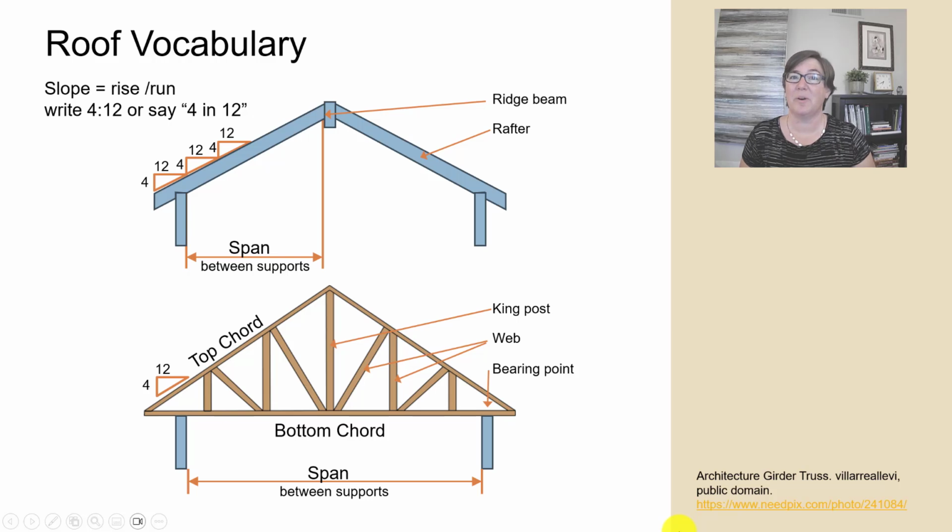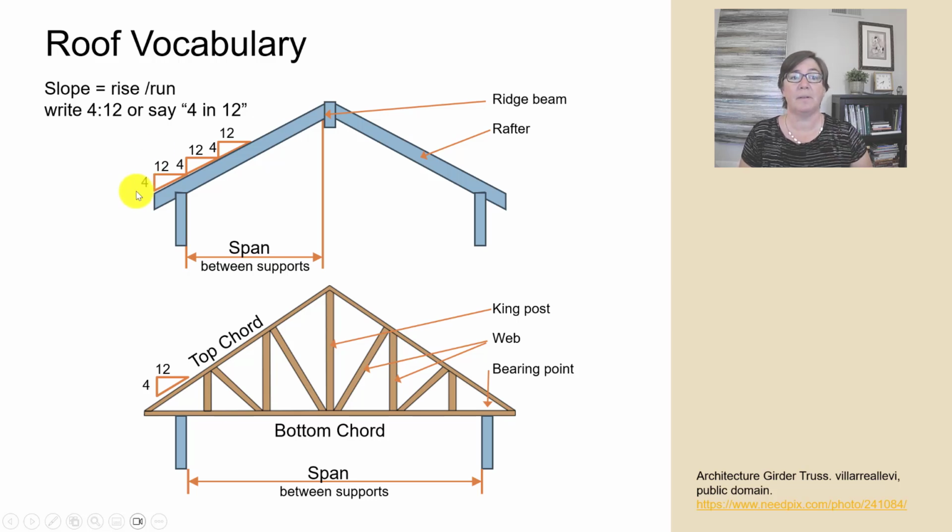Hey, we have some more roof vocabulary. Sorry, there's lots of words to learn about roofs. All right, the first piece we want to learn about is slope. That is the rise over run of this sloping or angled piece of the roof. All right. And we would write this as a ratio.